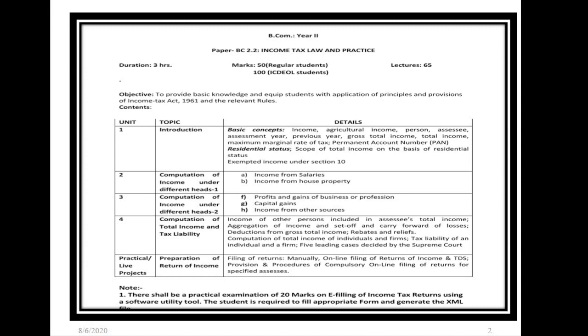So person here doesn't mean only the natural person. There is a comprehensive definition of the person that we will discuss later. But here in your syllabi, there is only the computation of the total income and tax liability of an individual and firm. The rest of the persons, that may be a company, Hindu undivided family, association of persons, body of individuals, artificial juridical persons, are not covered here.